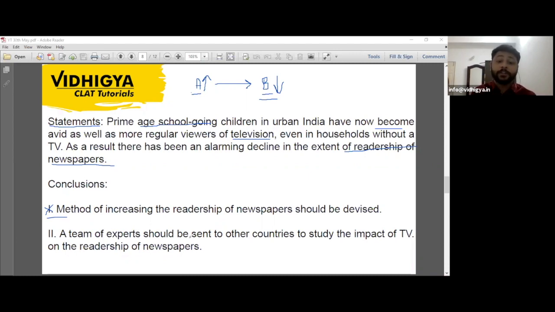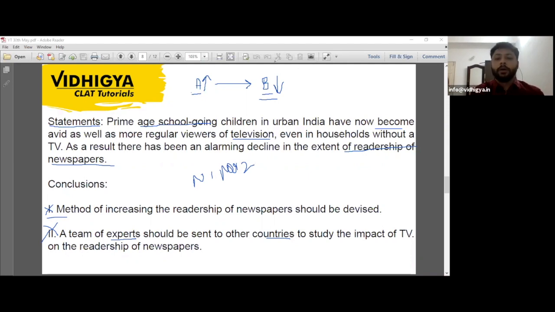Second, a team of experts should be sent to other countries to study the impact of TV on the readership of newspaper. Now, we should send a team of experts to other countries. Whenever you talk about this, specifically the scenario is in the urban areas, and when you talk about this conclusion, again you talk about the solution, and again you eliminate this answer option as well. And the correct answer for this question again is what? Neither one nor two. So neither one nor two is going to be the correct answer over here as well.